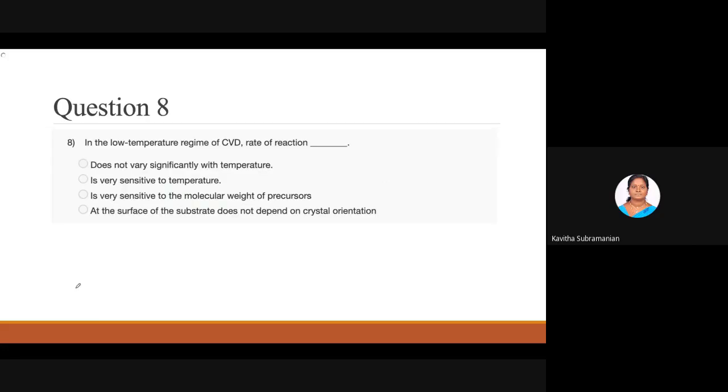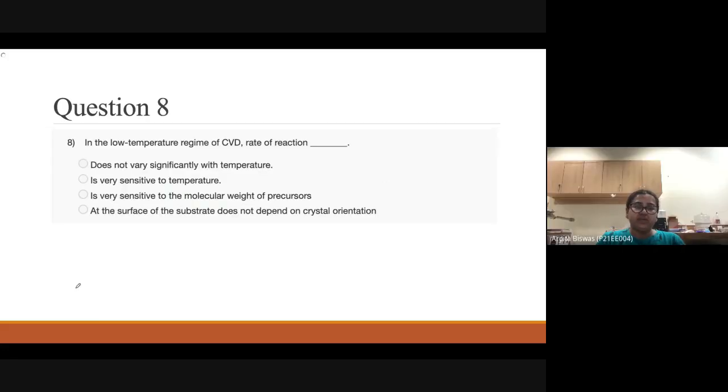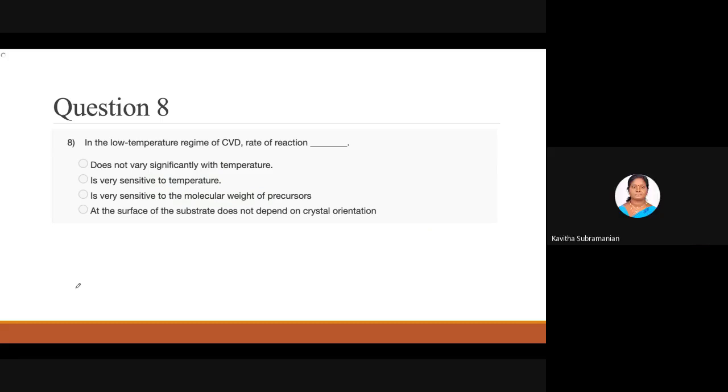Okay. So next we move to question number 8. In the low temperature region of CVD, the rate of reaction: first option, does not vary significantly with temperature. The second option, it is very sensitive to temperature. The third option, it is very sensitive to the molecular weight of the precursor. The fourth option, at the surface of the substrate, does not depend on the crystal orientation. Rate of reaction is very sensitive to temperature, ma'am.